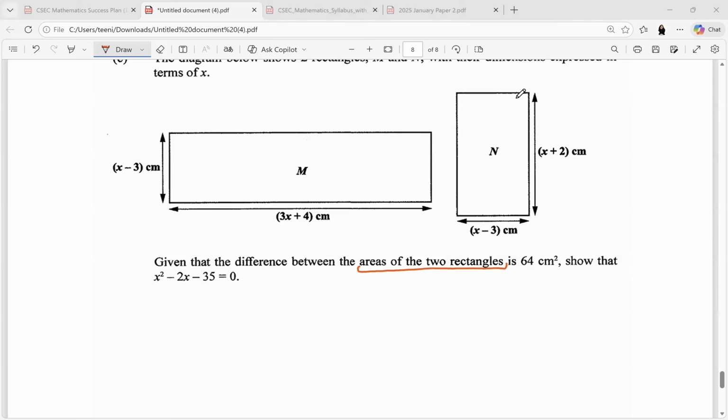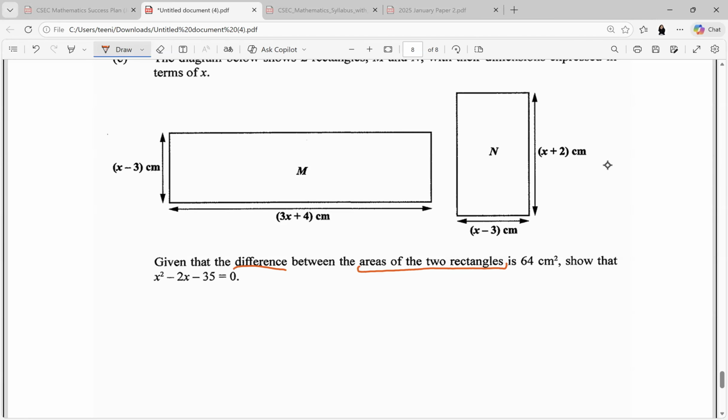And similarly, to find the area of this one, you would say length times breadth. And it doesn't matter which one you choose as length and which one you choose as breadth because it's multiplication and multiplication is commutative. So the order does not matter, right? So they're telling us that the area of M minus the area of N is equal to 64 because that's what difference means. Difference means subtraction.